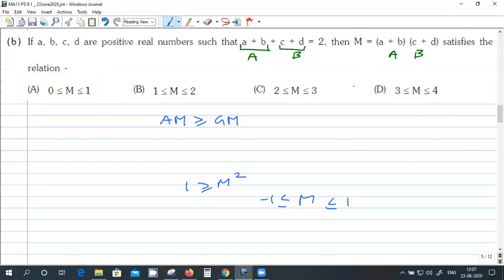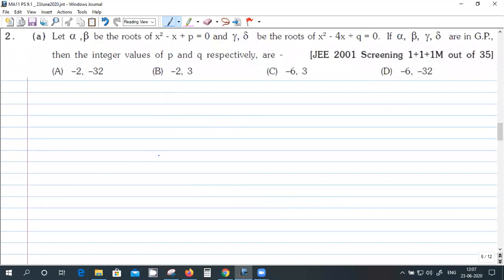Basically, you have to find the range for M, right? And M is appearing as a geometric mean of two numbers. An arithmetic mean is given. So if you use this thing, you'll get M squared as 1. And A, B, C, D are positive real numbers. So in that case, M has to be positive. So this negative part will not come, so M will vary from 0 to 1.